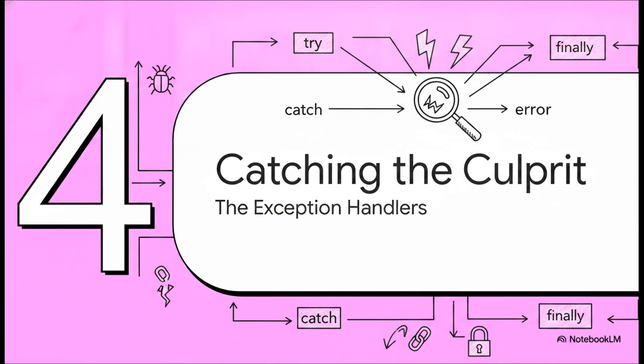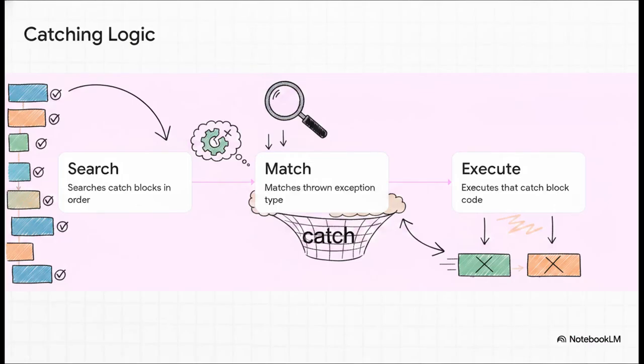That brings us to Section 4, catching the culprit, or the exception handlers. The safety net that catches our falling program is called the catch block, and Java uses some pretty rigid sequential logic here. You can actually have multiple sequential catch blocks following a single try block, with each one looking out for a specific type of error. Java evaluates them in order, straight from top to bottom.